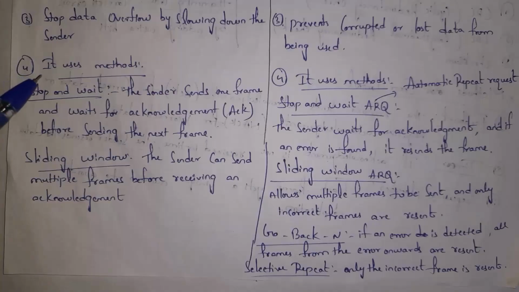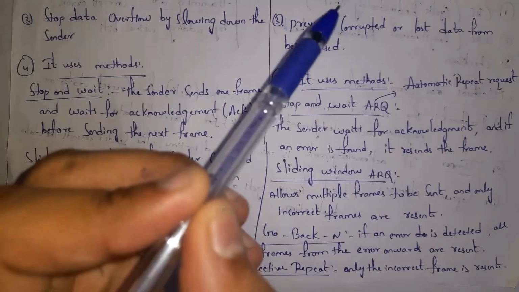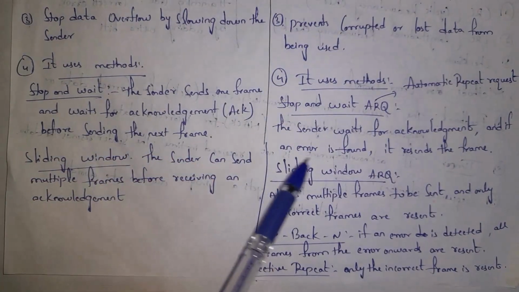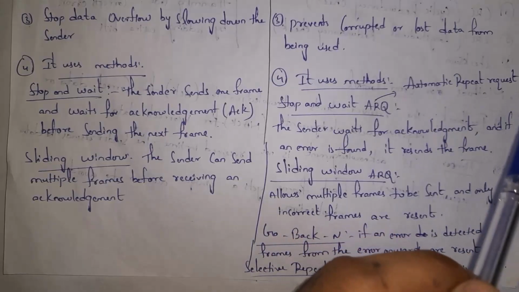Flow control will use methods like stop and wait protocol and sliding window protocol. And whereas error control will use methods like stop and wait ARQ, sliding window ARQ, go back N ARQ, and selective repeat ARQ, where ARQ stands for automatic repeat request.